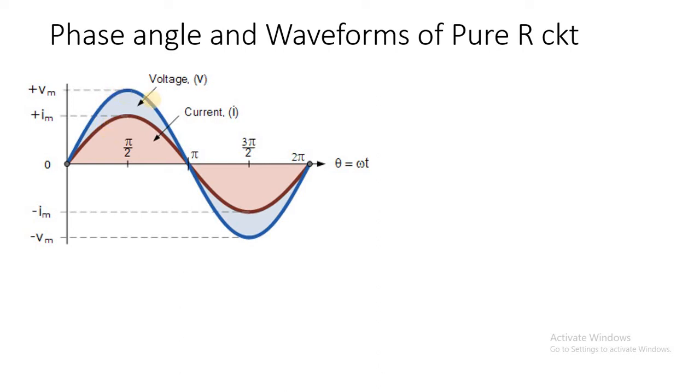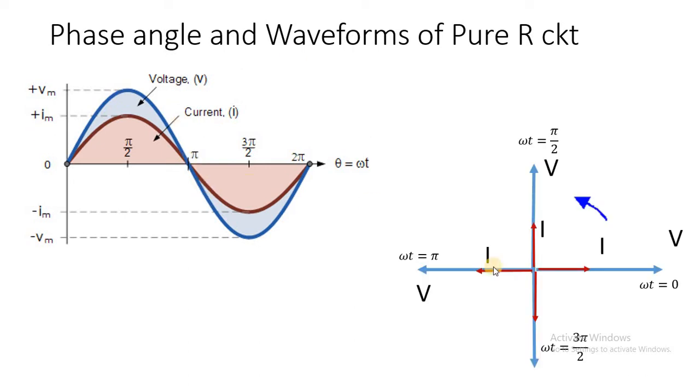Now with this particular waveform, the phasor representation is at omega t equal to 0, that is nothing but the start of the positive half cycle.